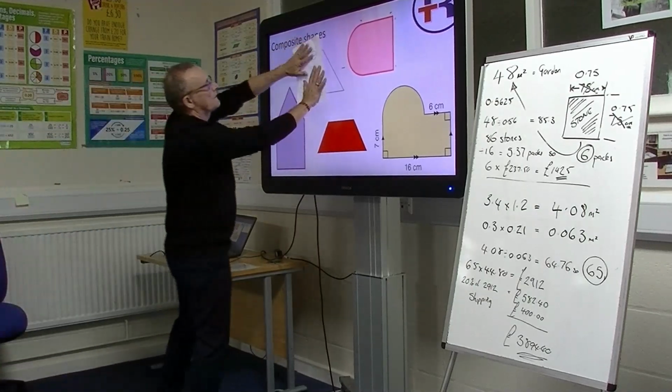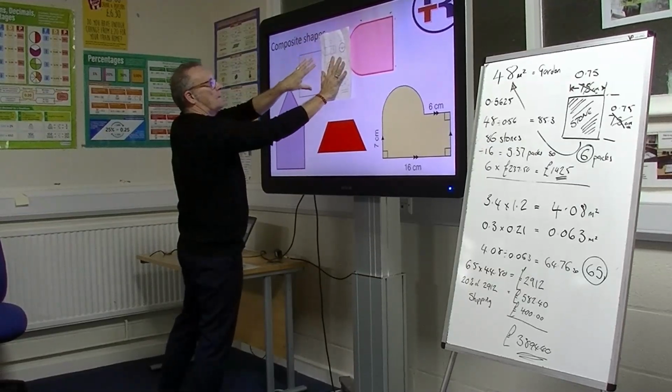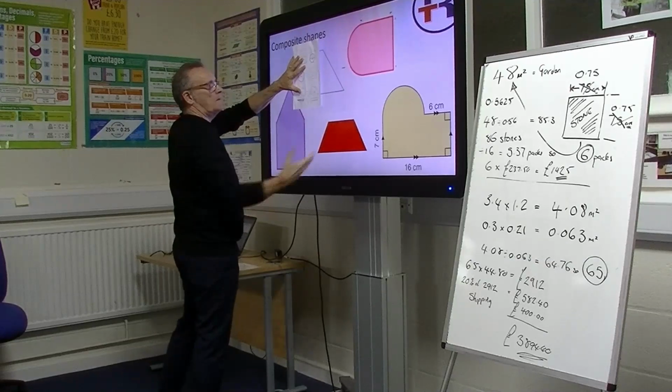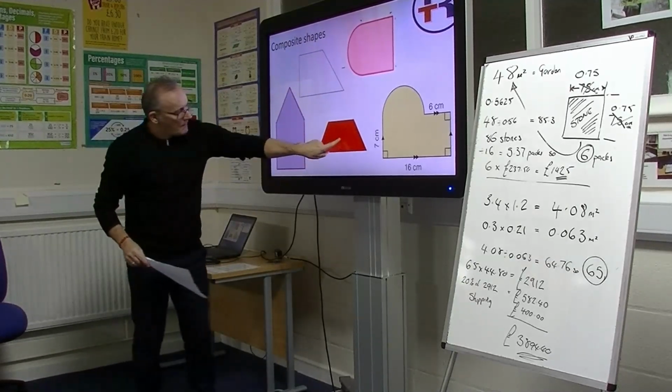What have we got? We've got a triangle and we've got a square. Length times width, base times height divided by 2. Add them together. These are what we've got to start to recognise. What about this shape here?